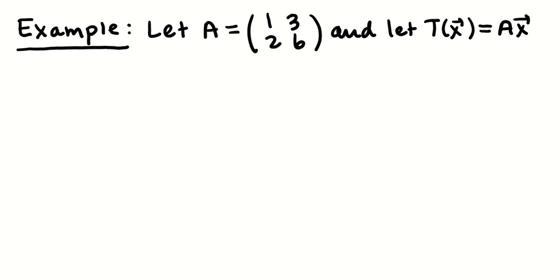So let's do an example now. So I'm going to start off with a matrix and say I'm going to define a function T of x to be A times x. And I'm going to ask you a couple of questions. I think the first question I would ask is: find the value of T of the vector 1, 1.